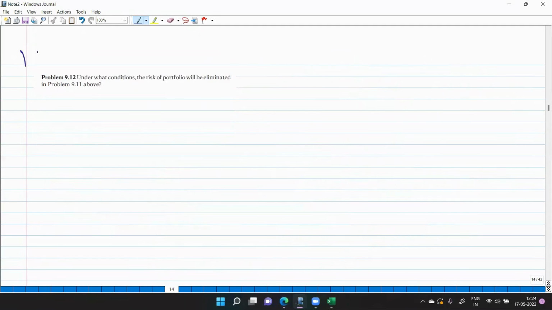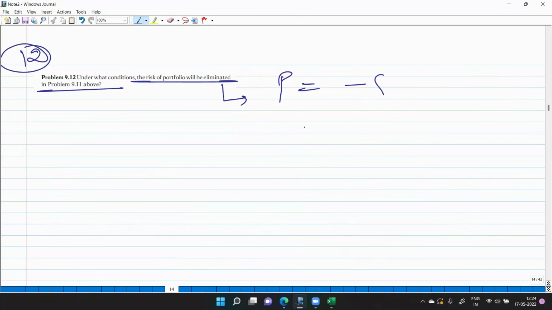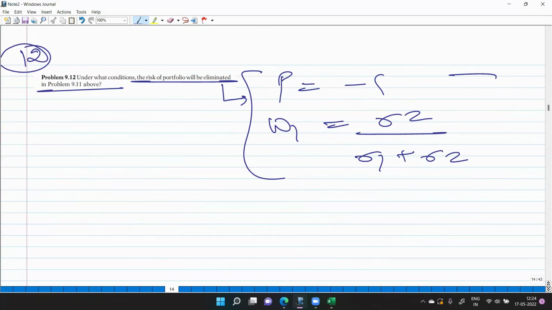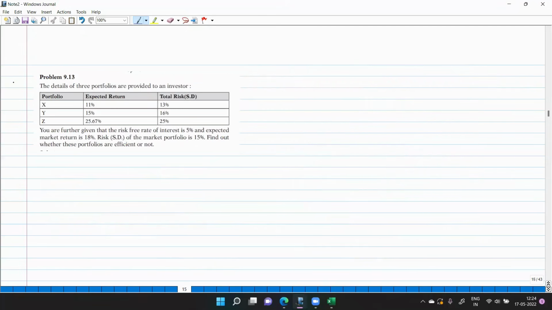Now let's move on to the 12th question. Under what condition will the risk be eliminated? See, to eliminate risk you have to fulfil these two conditions. If you fulfil these two conditions, your risk will be eliminated.